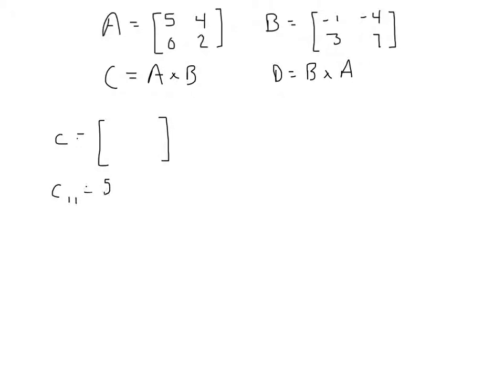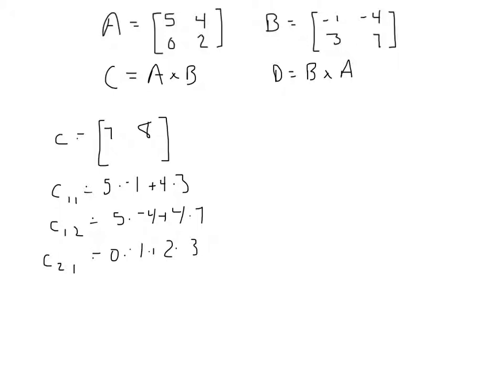So we will have C is going to be a 2 by 2 matrix, and I will have C11 will be 5 times negative 1 plus 4 times 3, that's negative 5 plus 12 is 7. Of C12, we will have 5 times negative 4 plus 4 times 7, negative 20 plus 28 is 8. C21 we will have 0 times negative 1 plus 2 times 3 is 6. And C22 we will have 0 times negative 4 plus 2 times 7 is 14.